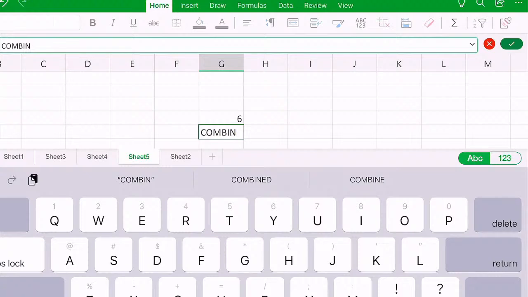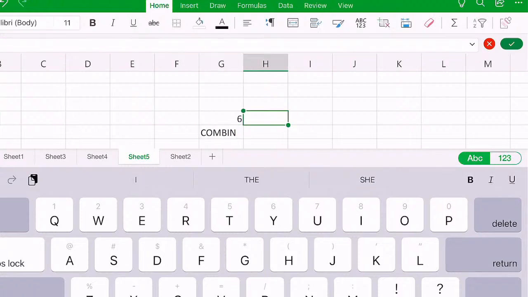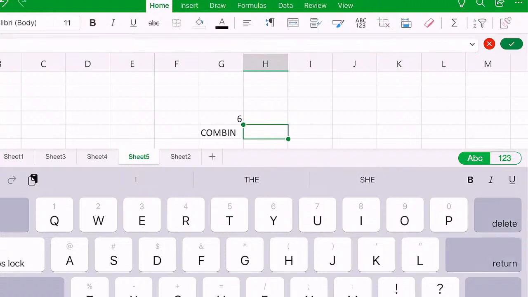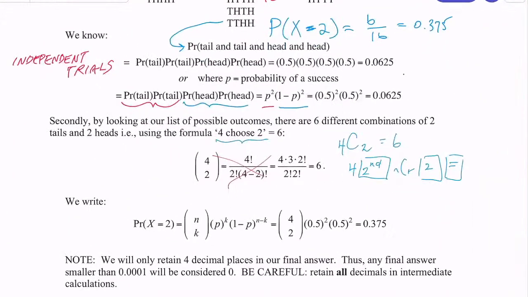Now there's also binomial in here, and I'll show you how to do that. So you can use binomial on Excel, but you do need to know the formula. I need you to know this formula. It'll help you check your answer, but I need you to know the formula as well.